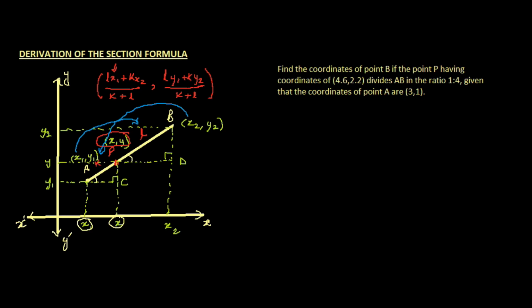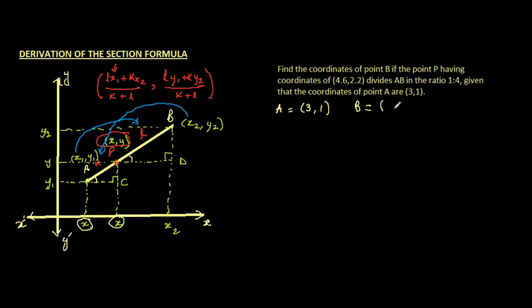So the second question that we have is given to us here, that we have to find the coordinates of point B if the point P having coordinates of 4.6, 2.2 divides AB in the ratio 1 is to 4, given that the coordinates of point A are 3, 1. Now first of all, let us write down what information do we have. So what we have is that point A is the coordinates are 3, 1.